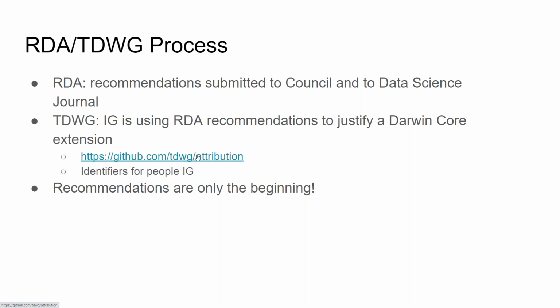And you can see that work here at this GitHub link. There is also a companion interest group within TDWG to look at ways to identify people, which is a very important component to being able to implement this recommendation. And I just want to say that this working group came out of a biodiversity interest group. So while we've had a focus on biodiversity and natural history, we by no means wanted to create a recommendation that was only useful to that particular domain. And so these recommendations are only the beginning of the process.